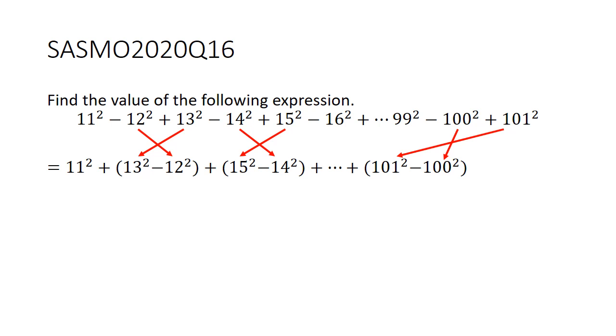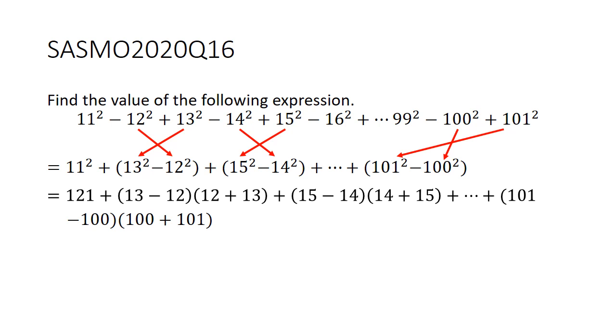This is a difference of square, so we can use the difference of square formula. A square minus b square equals to a minus b times a plus b. So using that formula, I'll get 121, which is 11 square, plus 13 minus 12 times 12 plus 13. Notice that 13 minus 12 is equals to 1. For the next set of terms, 15 square minus 14 square gives us 15 minus 14, which gives us 1, multiplied by 14 plus 15.